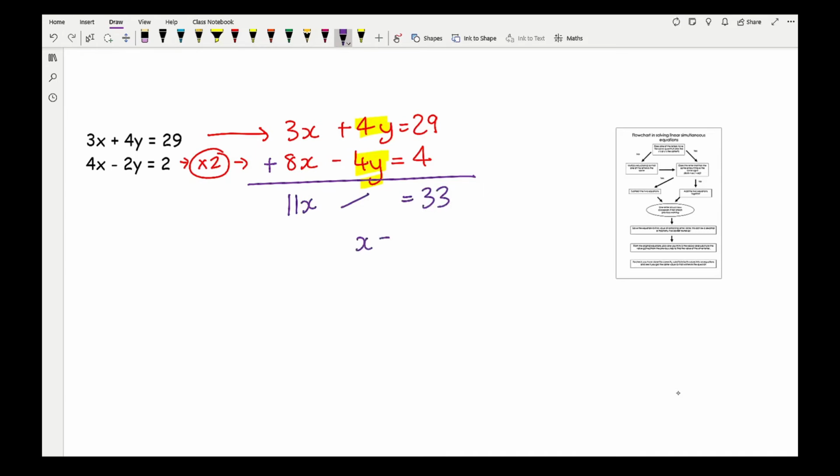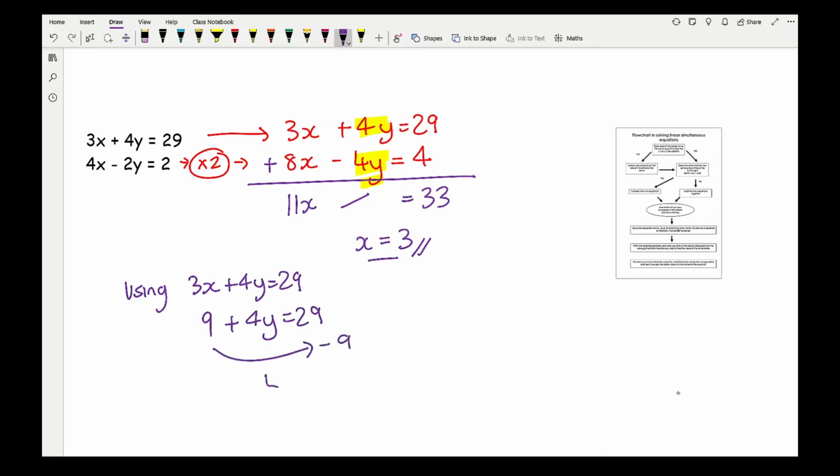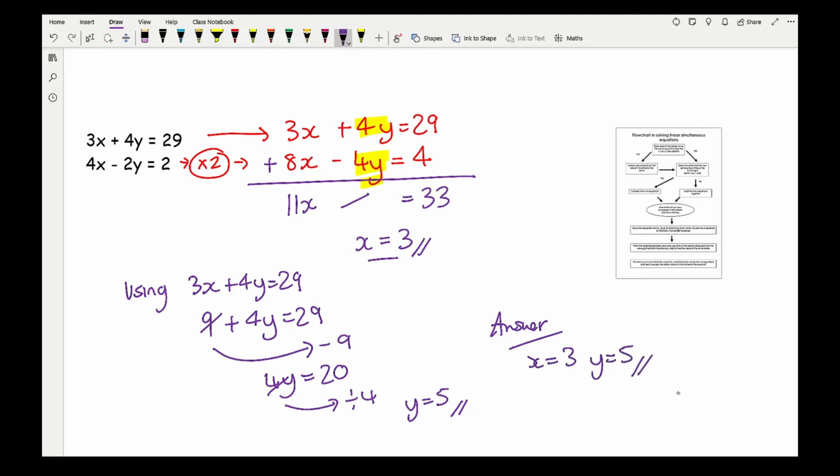Now working this out, it should work out that x equals 3. Then using one of the equations, let's go for 3x plus 4y equals 29. I know that x equals 3, so this is going to be 9 plus 4y equals 29. I take the 9 over by taking it away, so I end up with 4y equals 29 take away 9, which is 20. I then divide by 4, so y equals 5. So my final answer is x equals 3 and y equals 5.